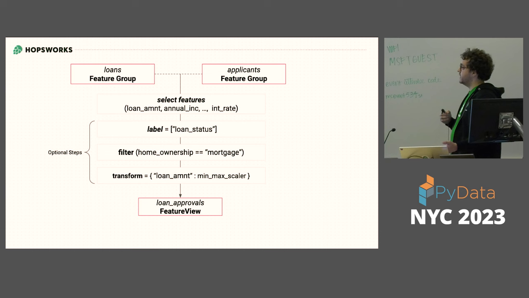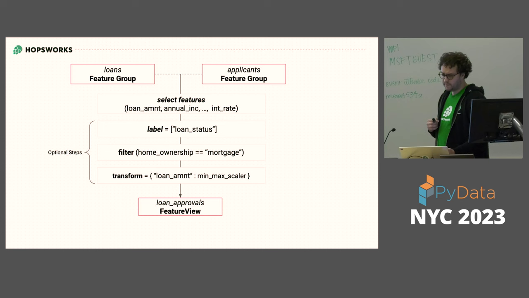And so in that specific case, the label is not going to be available, right? The known status is not going to be available because that's what we're trying to predict. So here we're telling the feature view, this specific column is only going to be available at training time, but not at inference time.